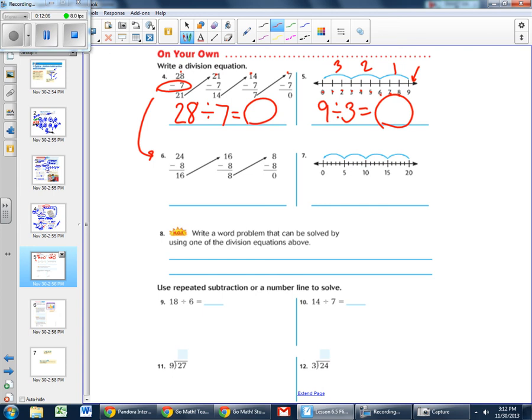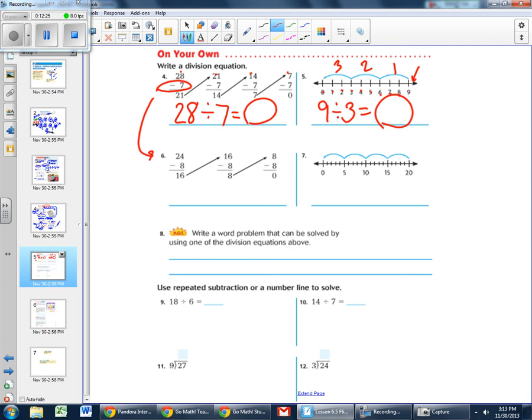Number 7 is the same. You will complete number 6 and 7 on your own and finish filling in 4 and 5 when we're done with the lesson. Number 8, write a word problem that can be solved by using one of the division equations above. Okay, so take a minute to look at those equations.